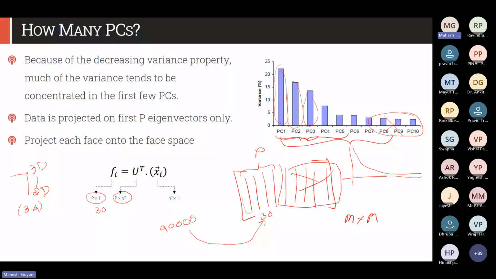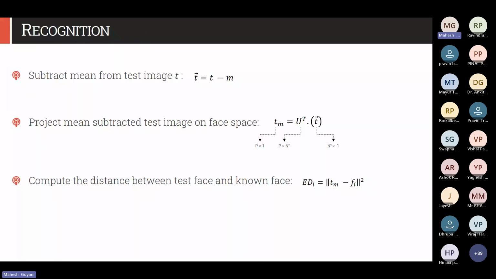So what we did, we have projected our 90,000-dimensional data point on 10 different axes, or 10 different eigenvectors, and we have reduced it from 90K to just 10. Fine. And when we have test data, we have to do the same thing. We will subtract the mean from T, and then we will project that T on our eigenvector matrix, and we will compute the P-dimensional test vector. And then we will find the distance of this test data from all the stored templates.